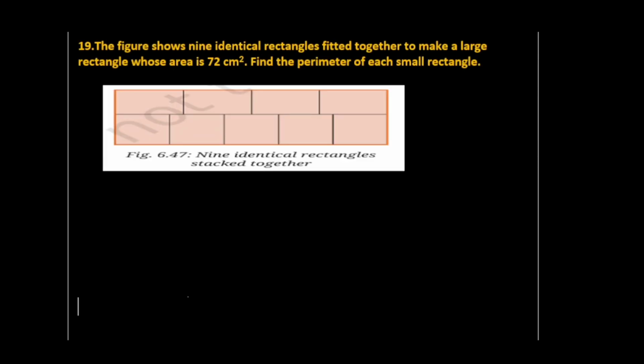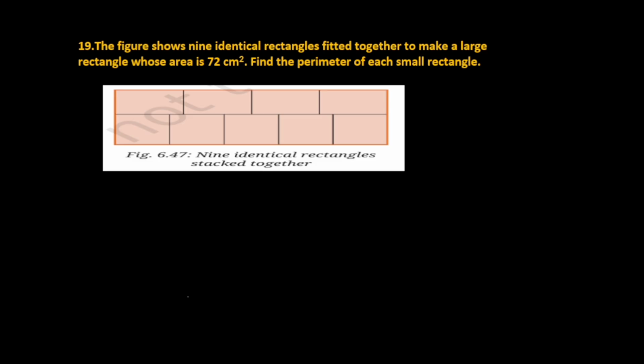Question number 19. The figure shows 9 identical rectangles fitted together to make a large rectangle whose area is 72 centimeters square. Find the perimeter of each small rectangle. Let's name the large rectangle as A, B, C, D. So the area of ABCD is equal to 72 square centimeters, given in the question.